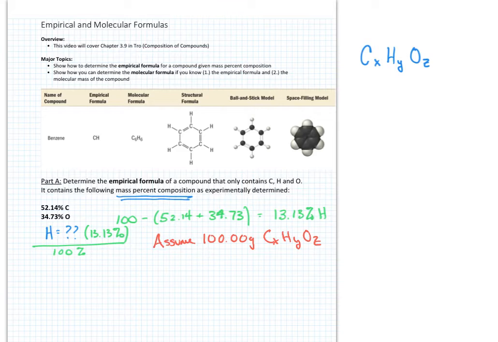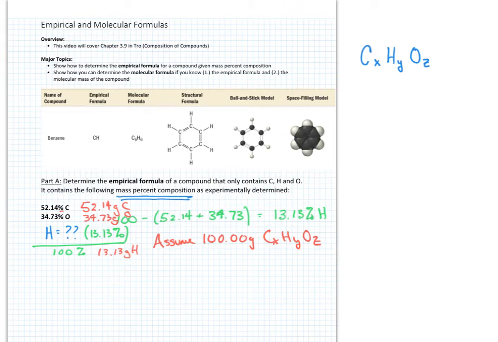Why are we assuming that we have 100 grams? Well, that makes a pretty convenient number because then I can convert these percentages into grams. If I know it's 52.14% carbon, if I had 100 grams, it would also be 52.14 grams of carbon and 34.73 grams of oxygen and 13.13 grams of hydrogen. Okay, so that's a convenient little trick you can do. If you assume you have 100 grams, then you can immediately turn those percentages into masses.